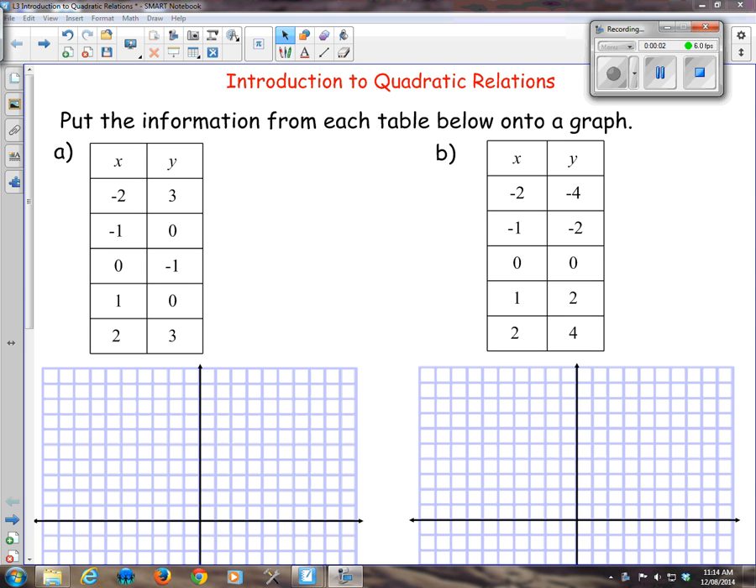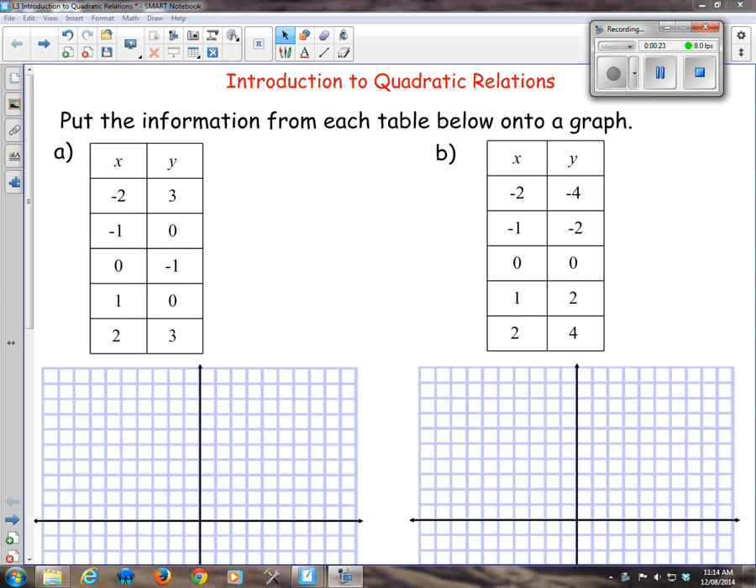All right, Unit 2, Lesson 2, Introduction to Quadratic Relations. We're going to look at a few ways to tell what a quadratic relation or a quadratic graph is. So far, when you've done grade 9 and 10 math, you have looked at graphs of lines, which are linear relations. We're going to expand into grade 11 to quadratic relations.